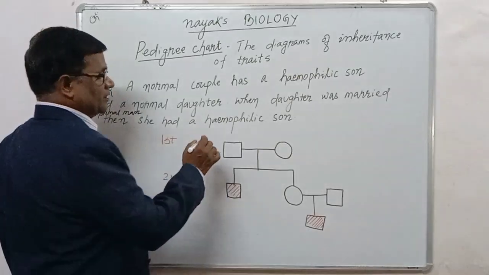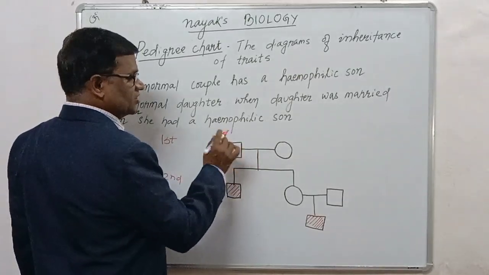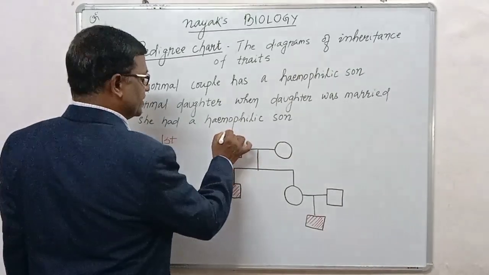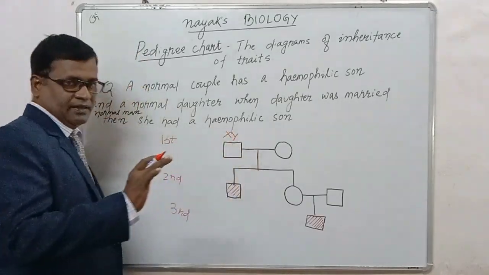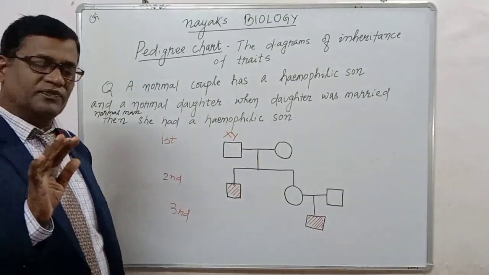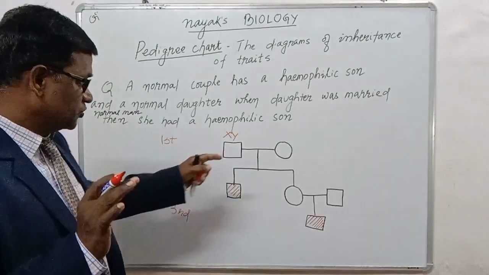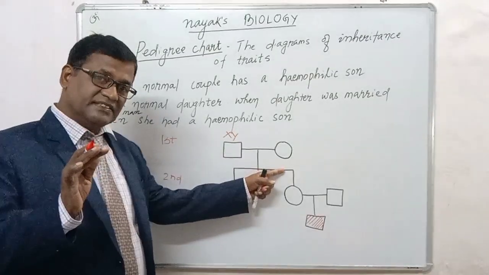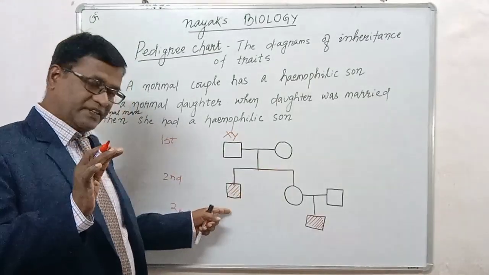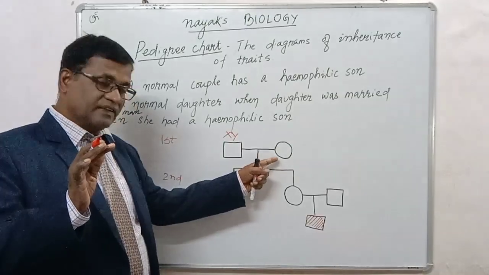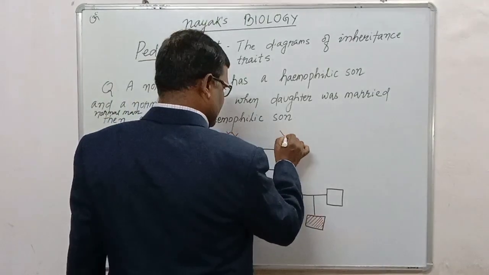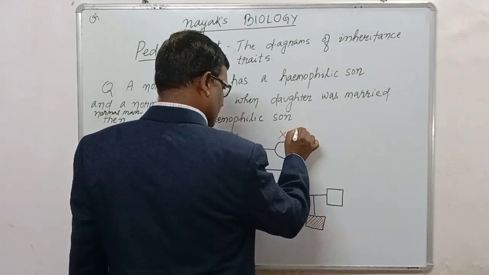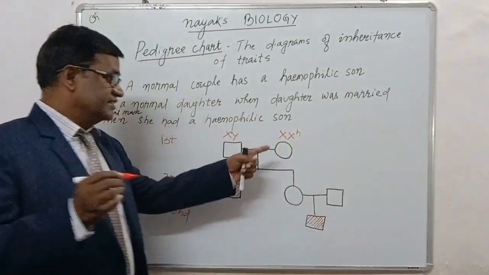Now first, the parent generation: the father is a normal man. How will we write it? We have to write X and Y. It is a normal man, it is not affected by hemophilia. That's why, for the female, you see this female, her son is affected. That means definitely the female carries hemophilia, but it is not expressed because she is a carrier.